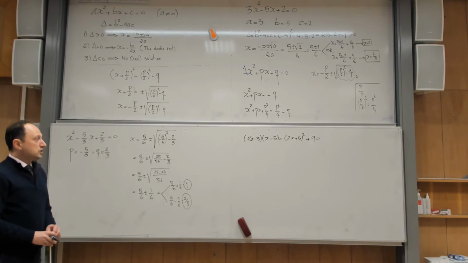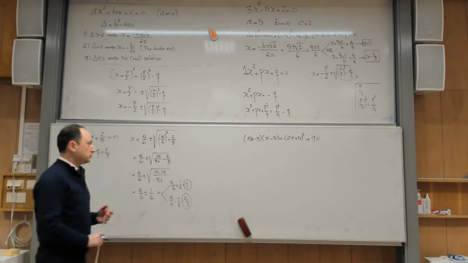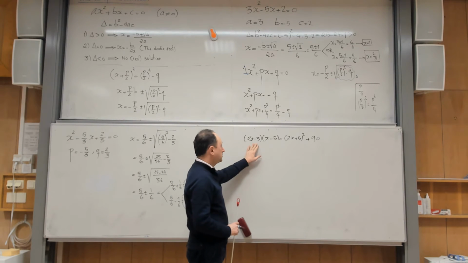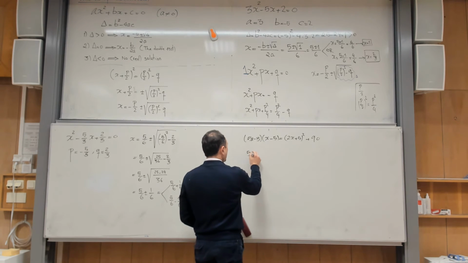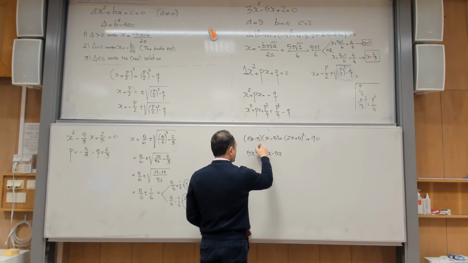Okay, so if I want to solve this, first of all, I have to simplify the equation as much as possible. So what I can do on the left-hand side, there's only one way for me to do it, is just to multiply things. So this becomes 5x squared minus 25x minus 3x plus 15.